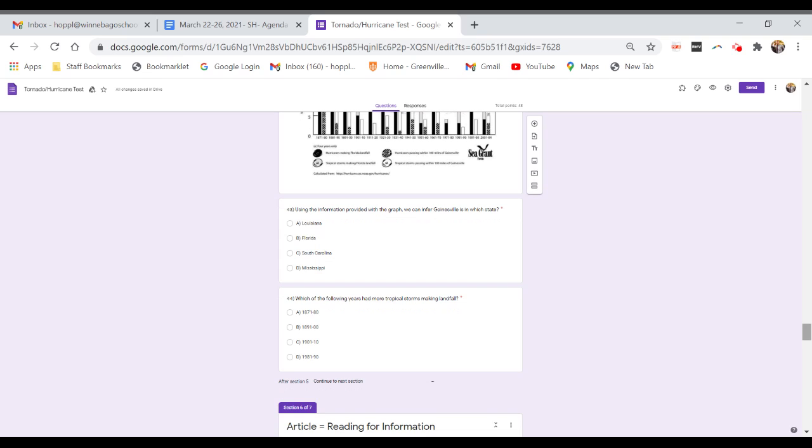Question 44, which of the following years had more tropical storms make landfall? 1871 to 80, 1890 to 1900, 1901 to 1910, or 1981 to 1990?